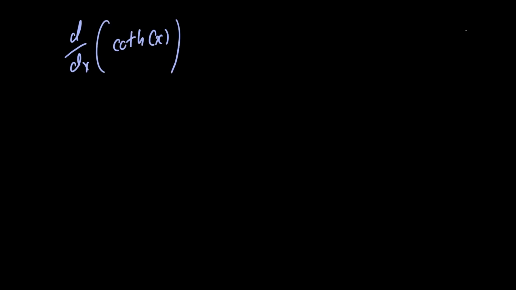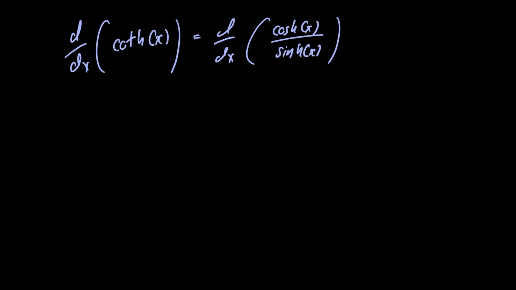For this problem, we're going to solve the derivative of hyperbolic cotangent of x. Let's start by rewriting this as the derivative of hyperbolic cosine of x divided by hyperbolic sine of x. In order to solve this derivative right here, we're going to have to use something called the quotient rule. You use the quotient rule whenever you want to take the derivative of something of this form. So let's go ahead and do that.